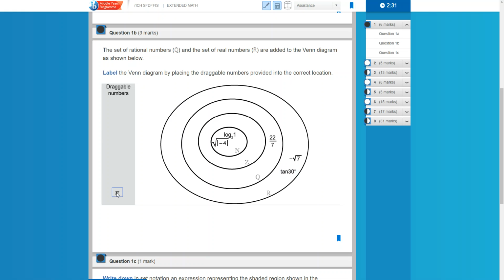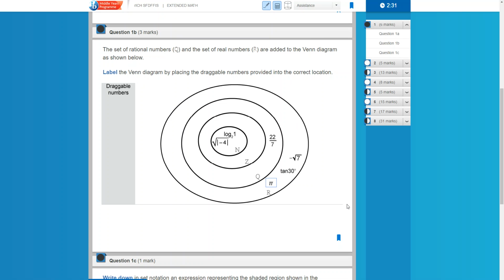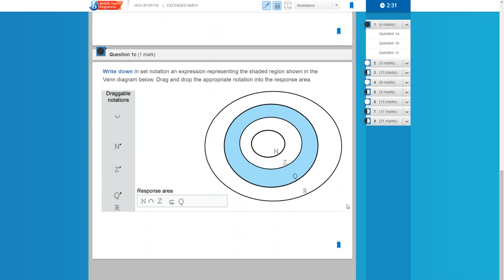And pi, of course, is a real number because it goes on forever, cannot be written as a fraction, okay? Any questions on those? Okay, we dropped quite a few marks there.